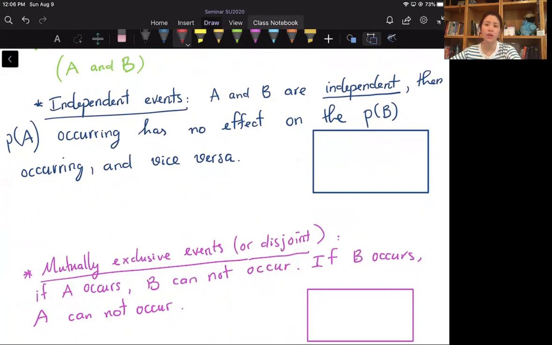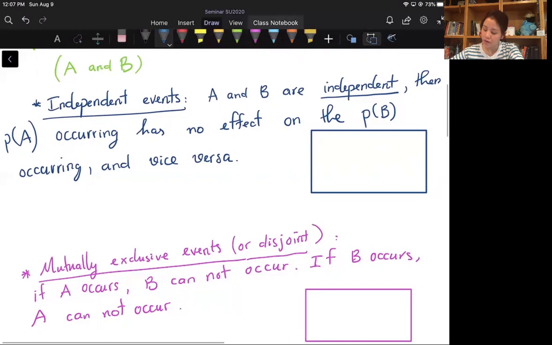For example, if I toss a coin and I get a head in the first toss, what is the probability of me getting another head on the second toss? Well, it's simply still 1/2, because what did happen has nothing to do with the current situation.